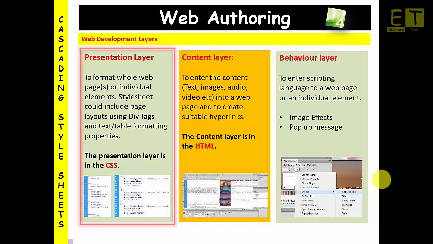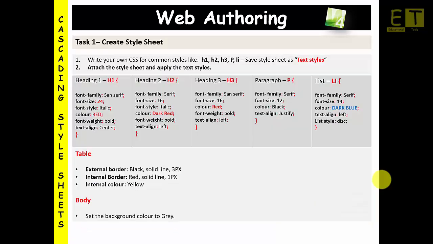So let's see what we are going to be doing today then. Task 1, create style sheet. So you need to write your own CSS for common styles like H1, H2, H3, P, LI. Save the style sheet as text styles and attach the style sheet and apply the text styles. So as you can see here, we've got the different styles that we need to create, and we've got one for the table and one for the body.